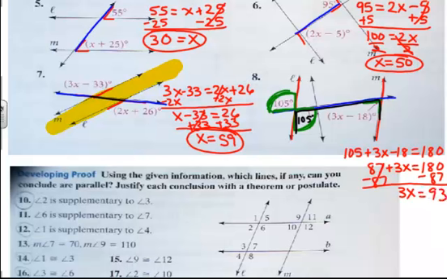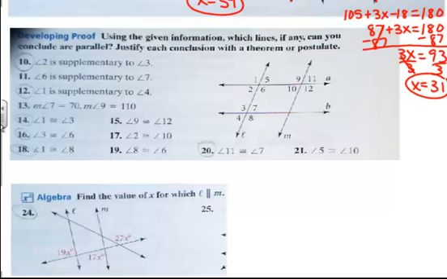Get 93. Divided by 3, x would have to equal 31. Okay, you're done with numbers 1 through 8. Okay, next. Directions say, using the given information, which lines, if any, can you conclude are parallel? Justify each conclusion with a theorem or postulate.